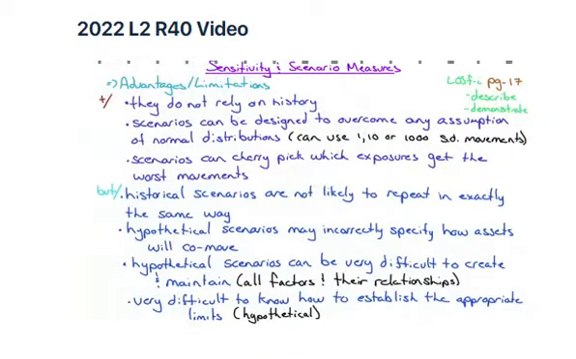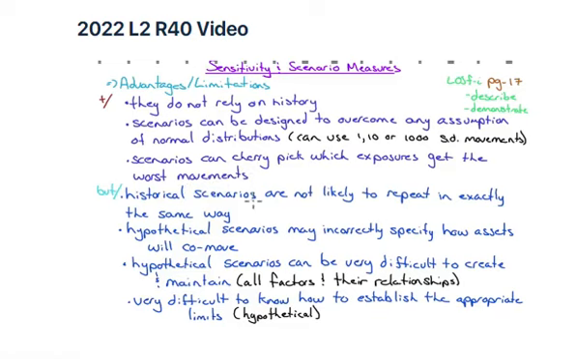And we'll wrap up this topic, the sensitivity scenario measures, with advantages and limitations. So advantages, they do not rely on history. How can we say that? A scenario measure, the historical scenario method does. We take a period in time. So what are we saying here? This is more for the hypothetical scenario, that you can imagine something that hasn't happened. You don't have to rely on history. Scenarios can be designed to overcome any assumption of normal distributions. You can use a 1, a 10, or a 1,000 standard deviation movement. Scenarios can cherry pick which exposure gets the worst movements.